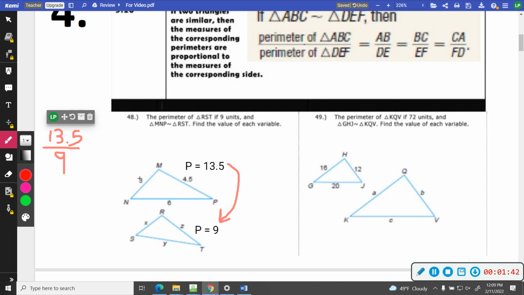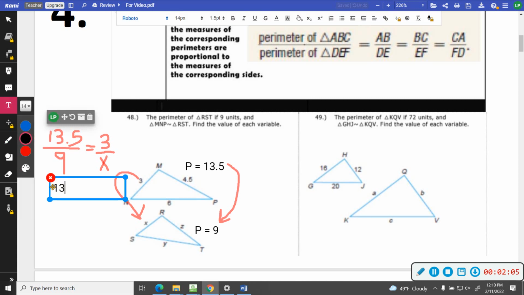and that's going to equal, and they want me to find the value of each variable. So it doesn't matter which variable we start with, let's go 3 to x. So that equals 3 to x. If we do the math there, we would have 13.5x is 9 times 3. But 9 times 3 is 27. And take 27 divided by 13.5, and you get 2. So x is 2.